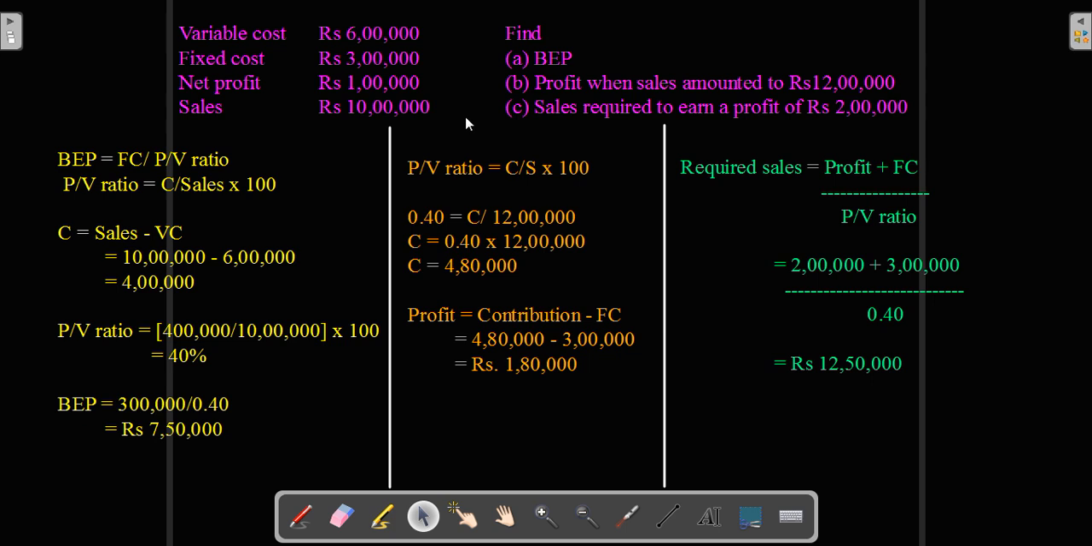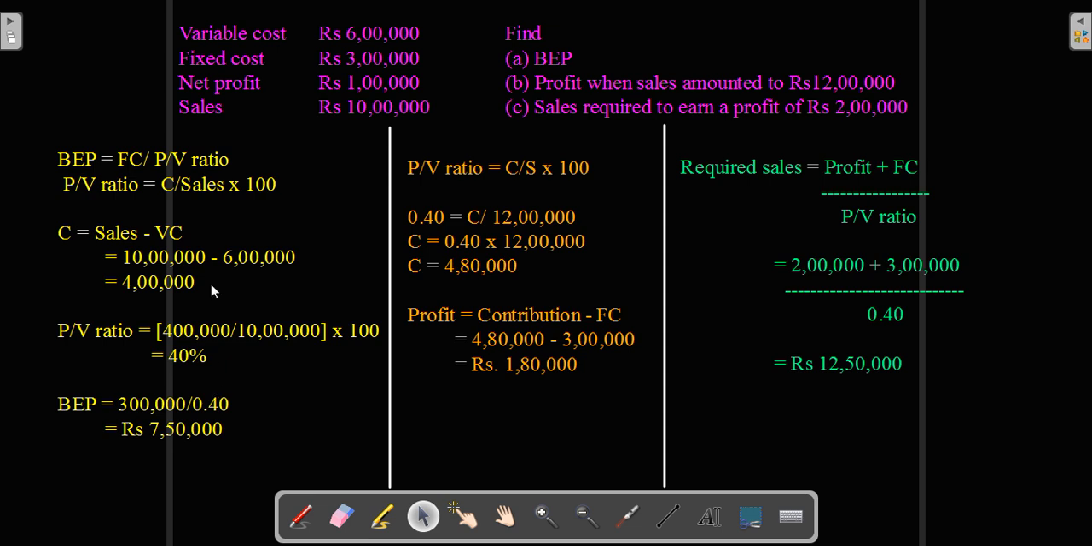Okay. So to find the break-even point, we have to find the contribution and the PV ratio. Contribution is sales 10 lakhs minus variable cost 6 lakhs. So contribution is 4 lakhs. PV ratio is contribution divided by sales, which is 40%.